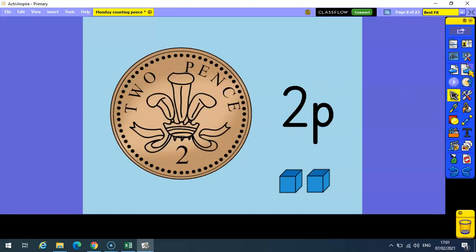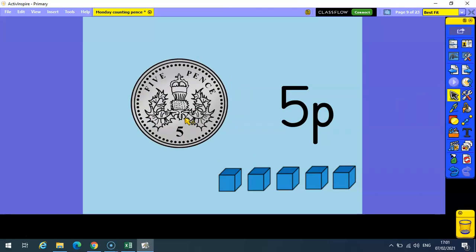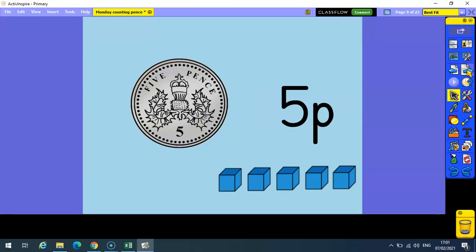1p, 2p. And then it's small, but it's silver. It's worth 5 pence or 5p. Can you see that? 1, 2, 3, 4, 5. 5 ones. So 5 pennies make up 5 pence. Let's have a look again. 1p, 2p, 5p or 5 pence.